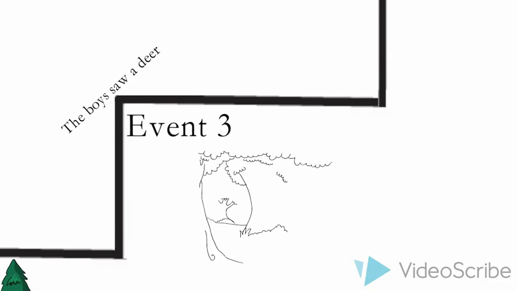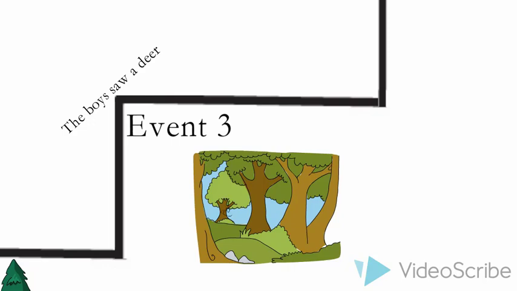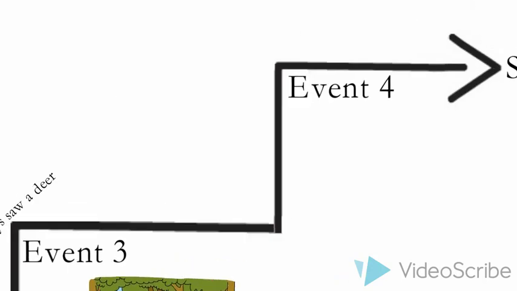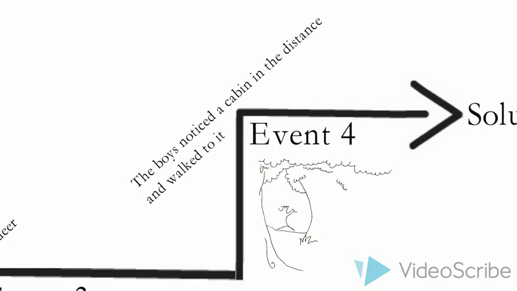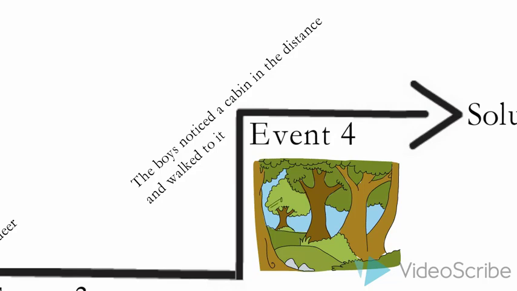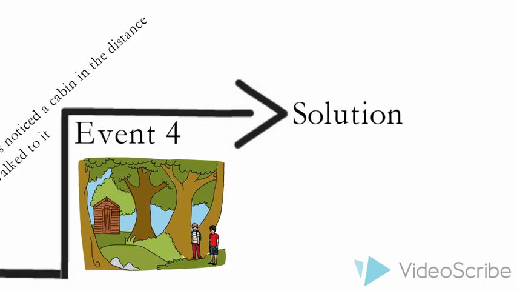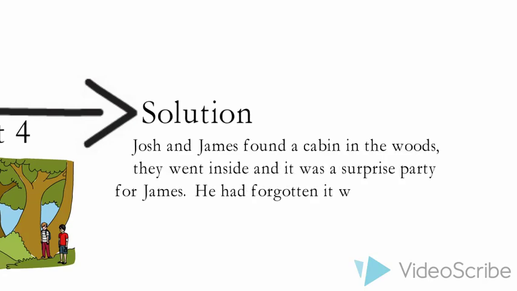Now again, our plots don't have to be overly exciting, but they do have to go in a little more of a rising pattern. The boys noticed the cabin in the distance and walked to it. And that's when our solution comes up. Which is, they found the cabin, they went inside, it was a surprise birthday party.